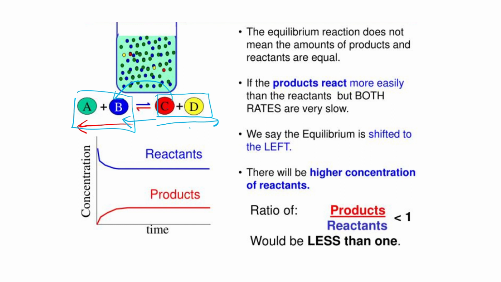Jadi kalau higher in reactant, we can say that ratio of products over reactant is less than 1. Meaning that product, okay, product and reactant less than 1. Product over reactant.